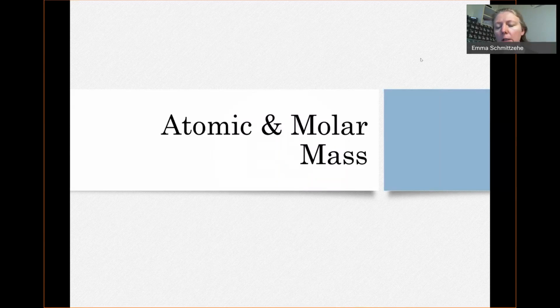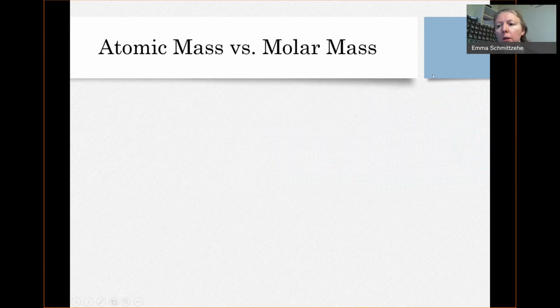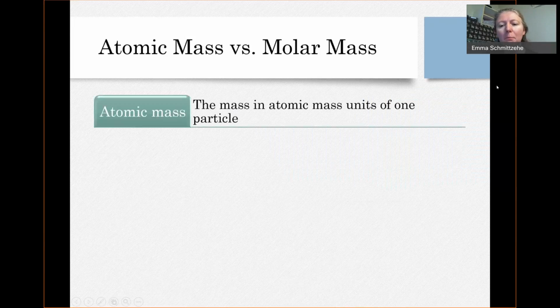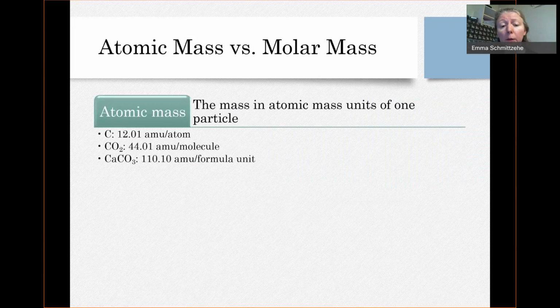Okay, I want to talk about atomic and molar mass. So, atomic mass is the mass in atomic mass units of one particle. Now that particle can be atoms, it can be molecules, it can be formula units, it can be ions. So some examples here are carbon, it's 12.01 AMU per atom. CO2 is 44.01 AMU per molecule, and calcium carbonate's 110.10 AMU per formula unit.